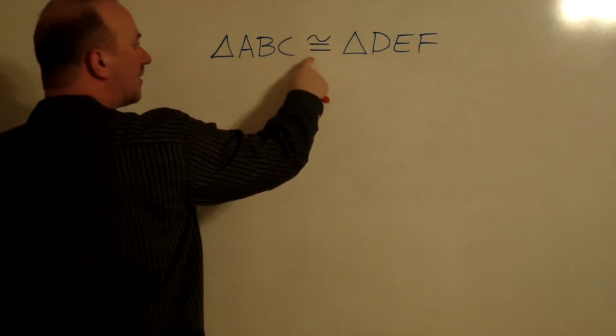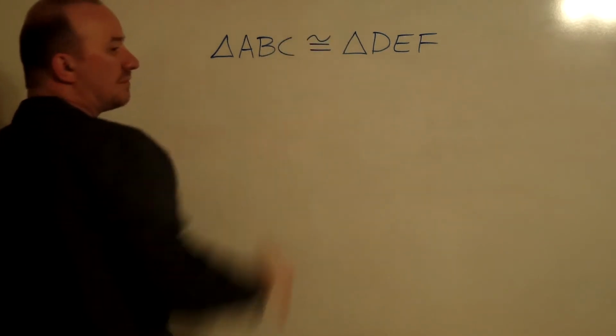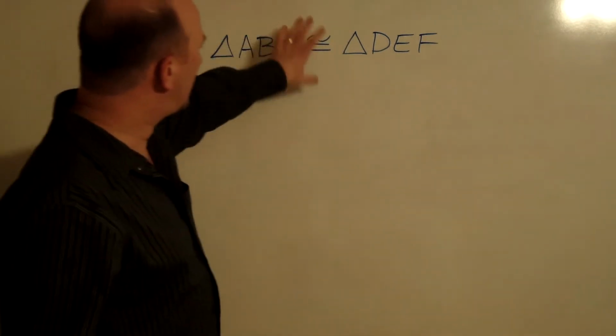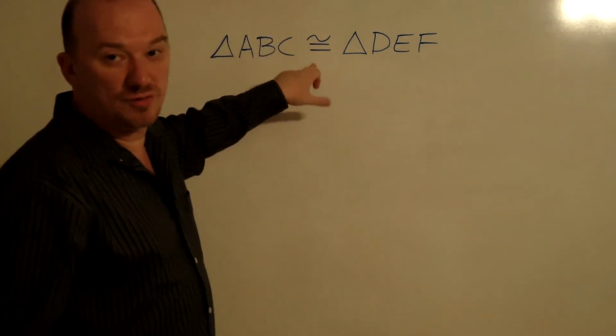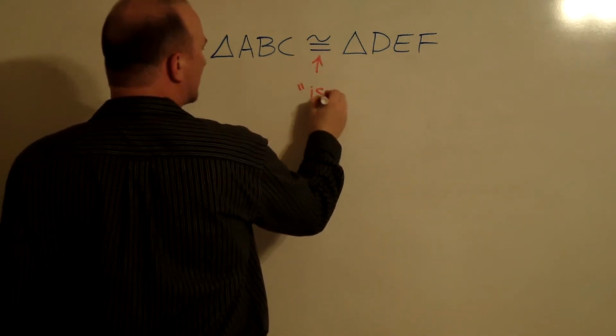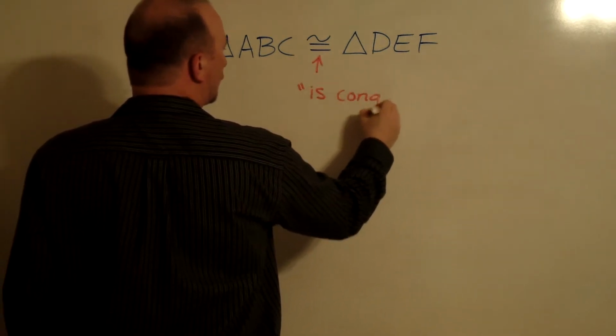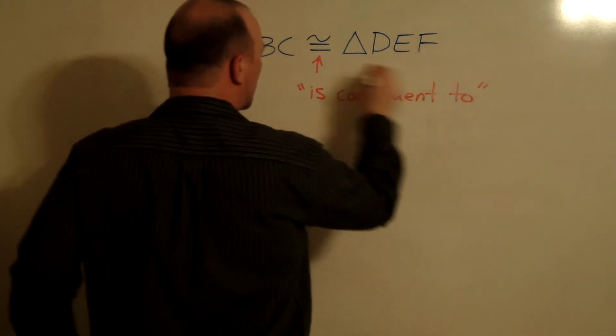This symbol right here, it's an equal sign with a little swirly, like a tilde on top of it, and that means is congruent to. So when you see this, it's the same thing as a person saying is congruent to. That's the symbol for congruency.